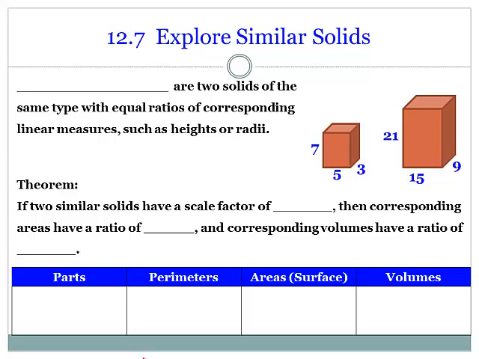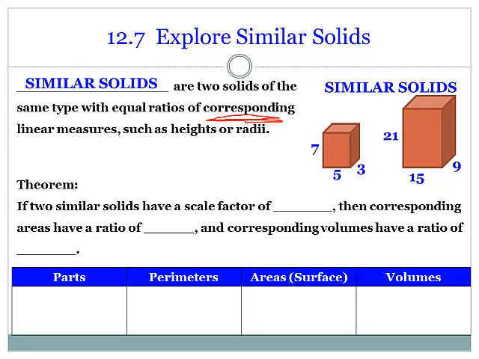12.7, exploring similar solids. Similar solids are two solids of the same type with equal ratios of corresponding linear measures, such as heights or radii. Remember, when we say the word corresponding, we mean the same. So if we look at our 7, the corresponding side length to 7 would be 21.